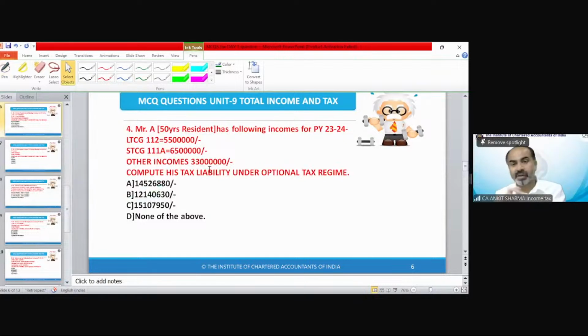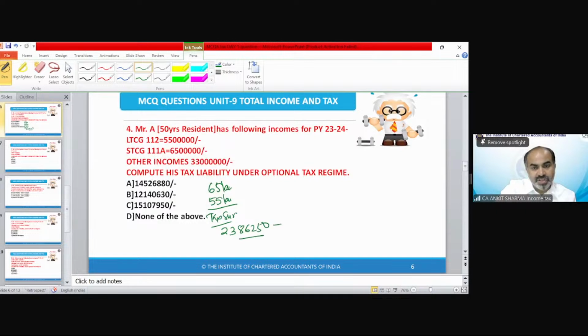Next, question number 4. The same question as we discussed in question number 3. I have just changed that: that was the tax calculation under default tax regime, and now I need you to calculate tax under optional tax regime. Let me tell you, the tax on the special category of income would remain the same. There would not be any difference. The tax would be upon 65 lakh and 55 lakh, and surcharge. So tax plus surcharge would remain the same in this option.